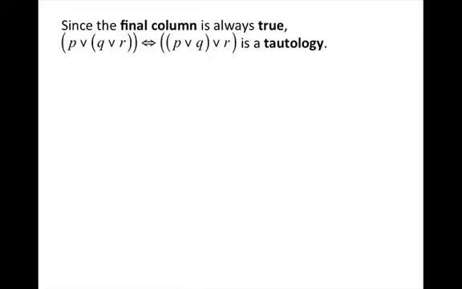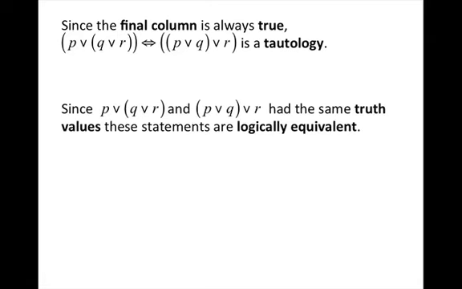When you're looking at a completed truth table, always look at the final column. If that final column is always true, you have a tautology. Now looking back at your truth table, you'll see that the columns for P or Q or R and the column for P or Q or R have the same truth values. So that means these 2 individual statements were logically equivalent.